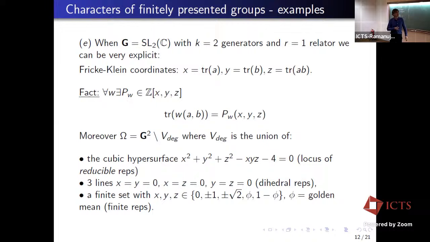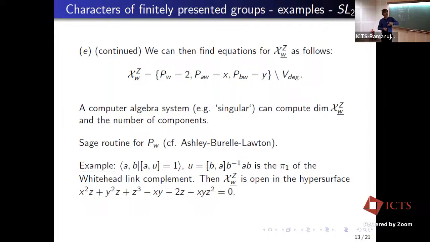In particular, you can give this to a computer, and Ashley, Burelle, and Lawton came up with a SAGE routine, also in Mathematica, that allows one to compute P_W for any W. So if you give me W, I give you P_W, and therefore I can also give you equations for the character varieties. The character variety in this SL_2 case has this very simple set of equations. P_W is the trace. You need to say the trace of W equals 2, because you want W equals 1. But W equals 1 is also equivalent to saying that the trace of W is 2, the trace of AW is the trace of A, and the trace of BW is the trace of B. We have three equations.